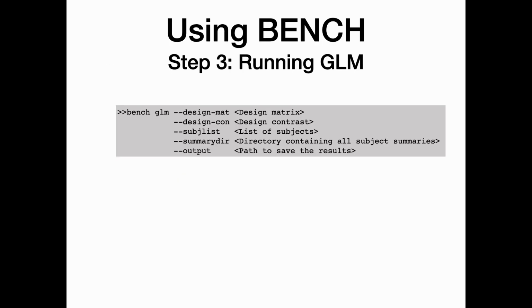Once we have the summary measurements per subject in a common space, the next step is running the GLM. This means we need to estimate three things per voxel: the baseline signal, the group difference or contrast, and the noise covariance. These quantities are then passed to the inference stage of bench as the final step. To run this, we use the subcommand bench GLM, where we provide the design matrix and contrast, the subject list, and the directory of summary measurements. The output would include maps of the baseline measurements, the maps of the contrast, and the noise covariance.